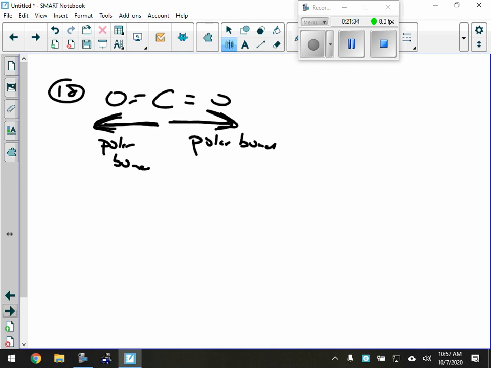Most molecules have polar bonds, like CH4, polar bonds, altogether a non-polar molecule. That's how most of them work. The only exception is going back to this: a non-polar bond and a non-polar molecule. F2, Cl2, Br2, I2, right? But most of the time they're polar bonds, and they just happen to cancel each other out. 13, here we go.